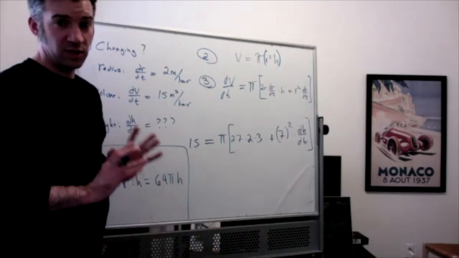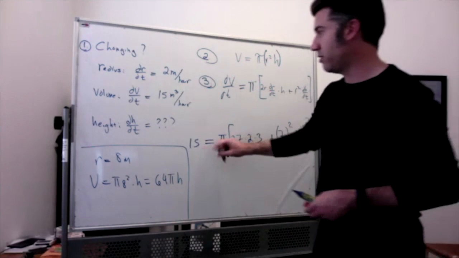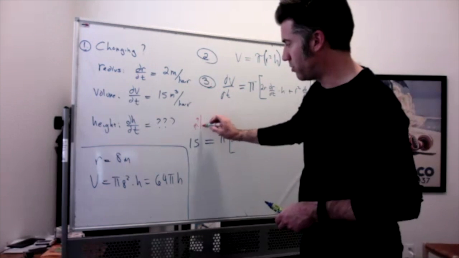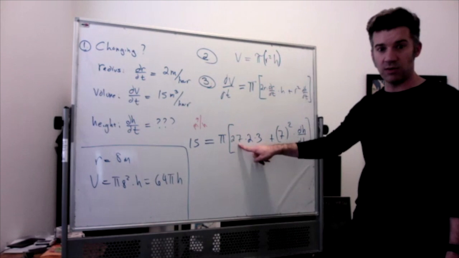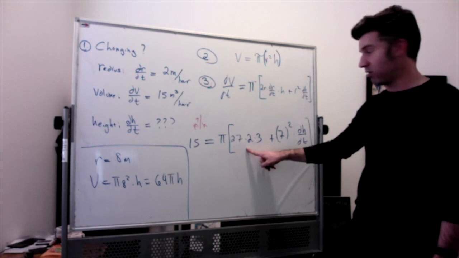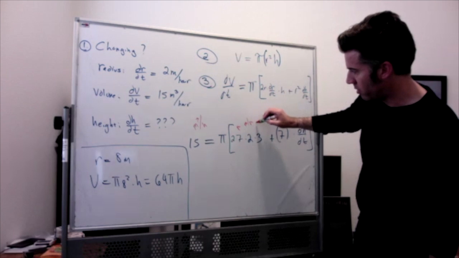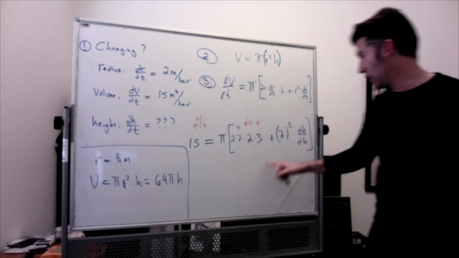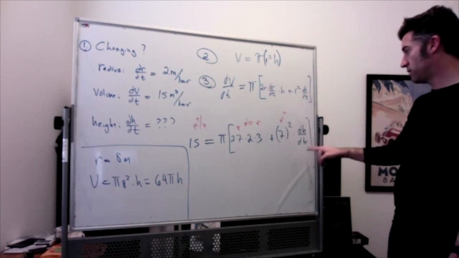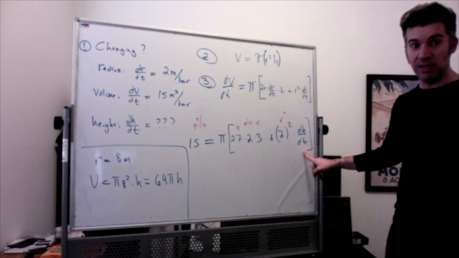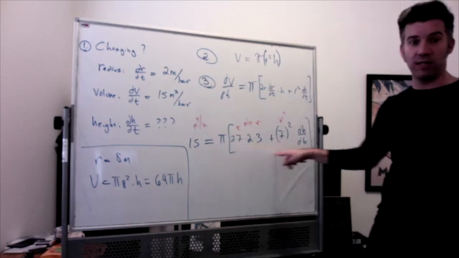I do want to point out the units make sense. I haven't written them, but I want to say what they are. Right here, this is meters cubed per hour. Here I have 2 times r, which is in meters, dr/dt, which is in meters per hour, and height, which is in meters. This is meters, meters per hour, meters, which is meters cubed per hour. And then here I have meters squared times dh/dt, which is going to end up being in meters per hour. So meters cubed per hour should equal meters cubed per hour plus meters cubed per hour.